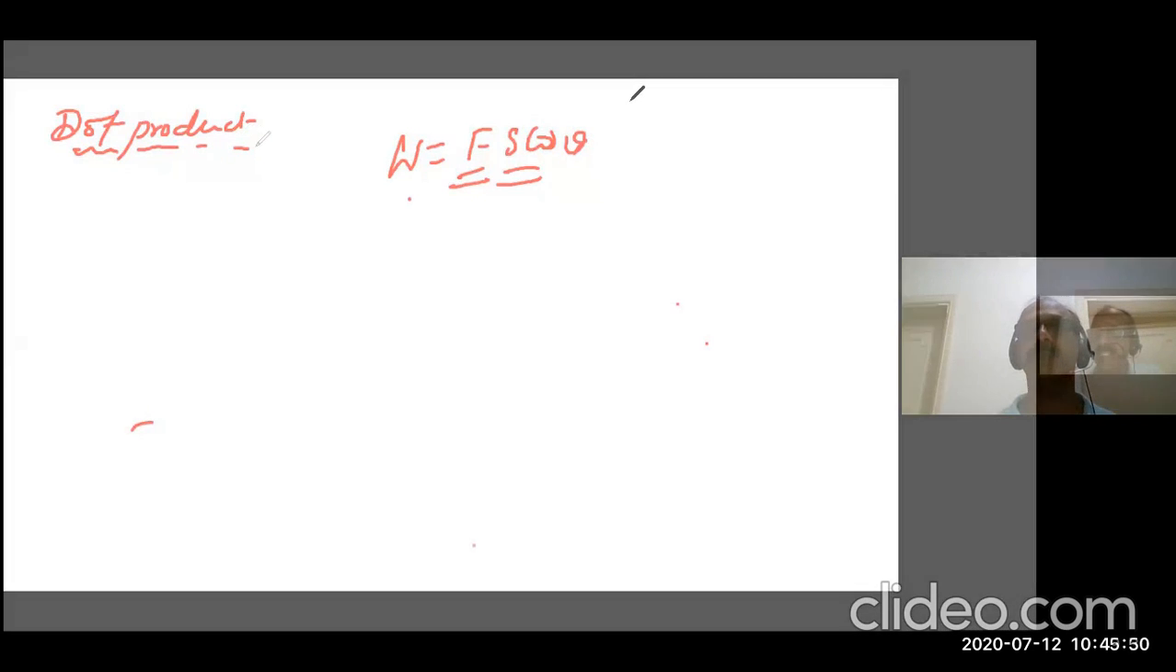We understood one example of work. That means force into displacement in the direction of the force, so that component we have to consider. Now another example, you see. Suppose this is a spring. Is there any energy in the spring?